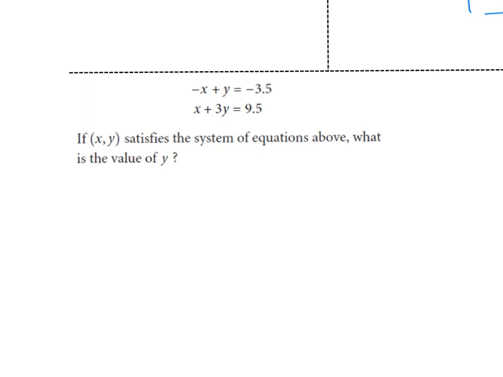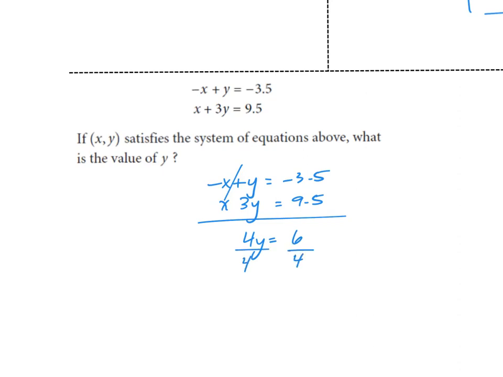So I'm just going to rewrite it down here to make it easier to work with, but I can see already that this is a pretty easy elimination question. If I add straight down, the x's cancel, y and 3y make 4y, and then negative 3.5 plus 9.5 is going to be 6. It's not going to be a pretty answer for y, but that's okay. So 6 over 4 reduces, you can take a 2 out of top and bottom, so that's 3 halves.